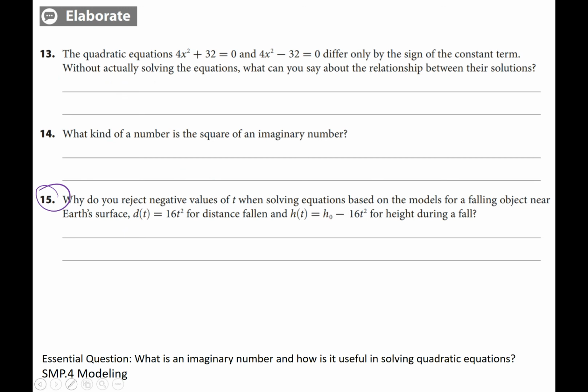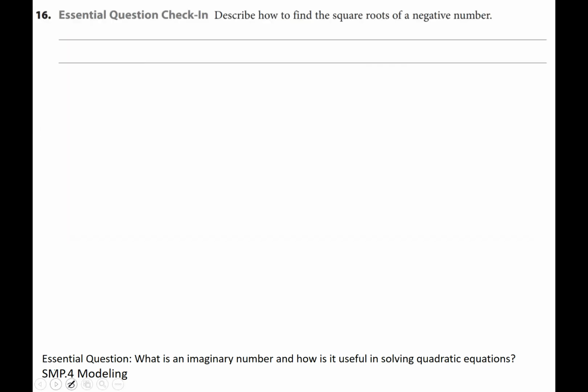So what you're going to do to finish up and get your points today is you're going to do 13, 14, and 16, and that will finish this up today.